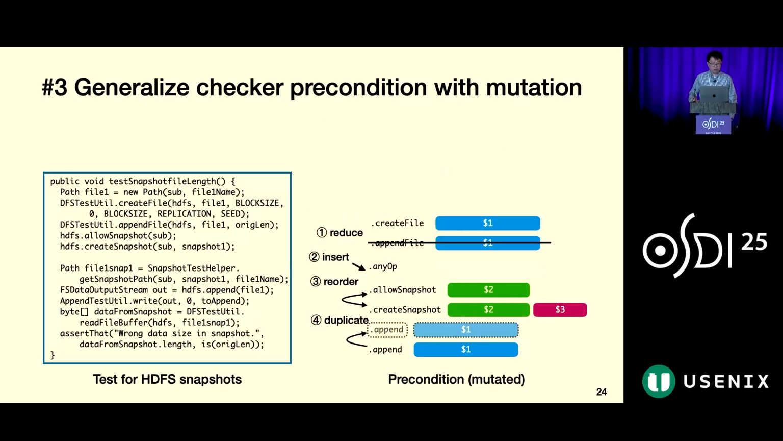The generated symbolic precondition can still be too restrictive. So T2C further relaxes it with 4 types of mutations, such as reordering 2 adjacent operations. It enumerates different mutations of the precondition in a bounded way and generates variants, so checkers can support a broader scenario.